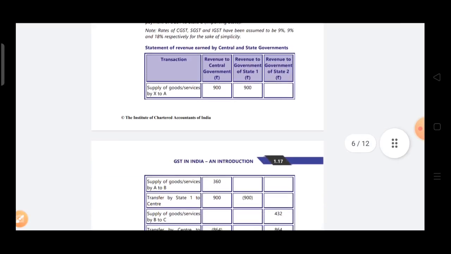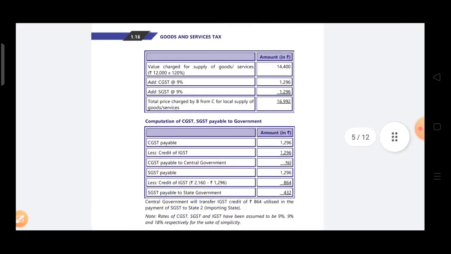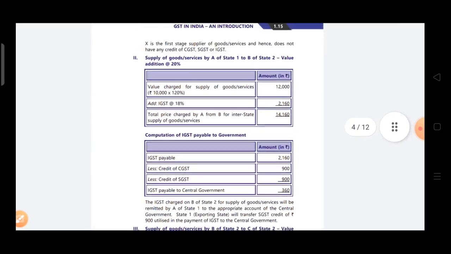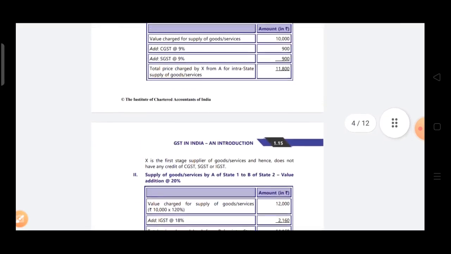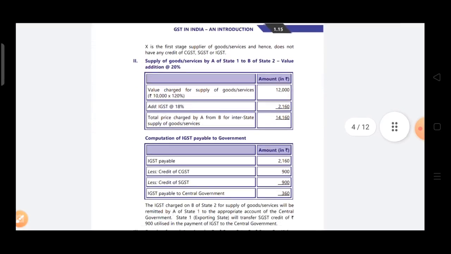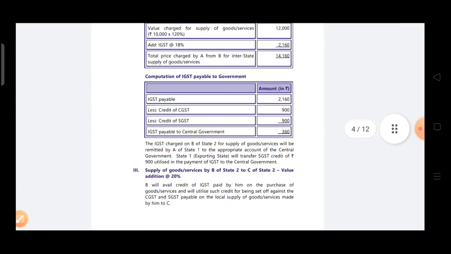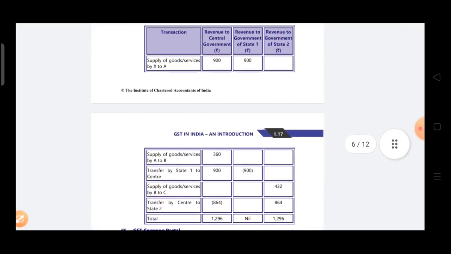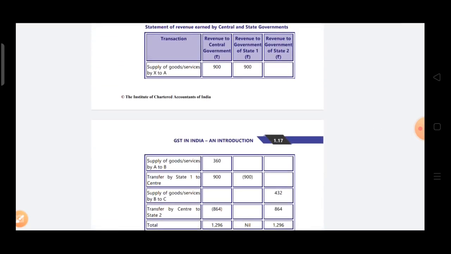Now as a result of the second scenario, second transaction, what was the transfer that was made? Transfer was made by state to center, I guess. See the second scenario. In the second scenario, this 900 SGST was utilized. This 900 SGST was supposed to be paid by state to center. So 900 will get deducted from the state column, and it will get added to the central government column. See, transfer by state 1 to center.